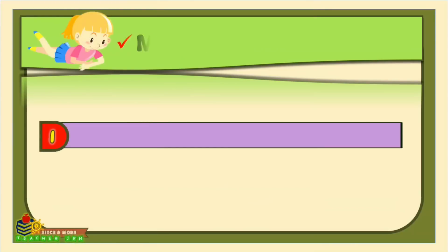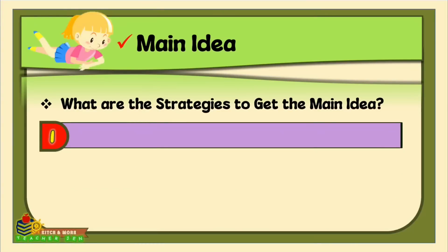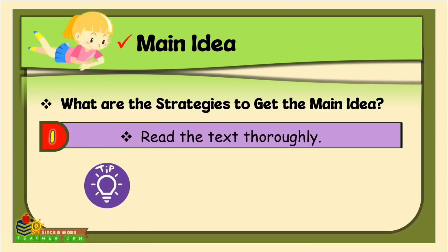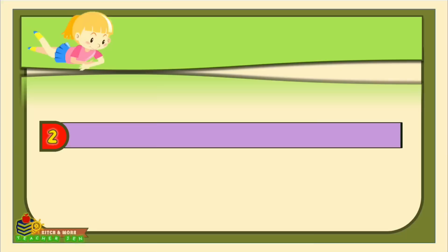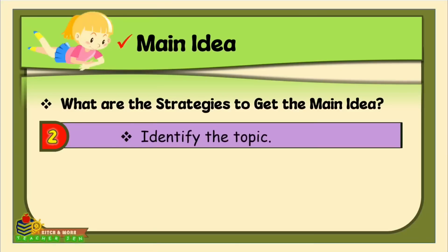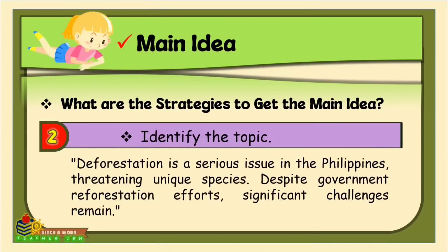And what are the strategies to get the main idea? First, read the text thoroughly. Carefully read the entire passage to understand its content. Pay attention to keywords, repeated phrases, and the overall message. Read the whole paragraph before identifying the main idea. Second, identify the topic. The topic is the general subject of the text. It is usually a word or phrase that represents what the passage is about.